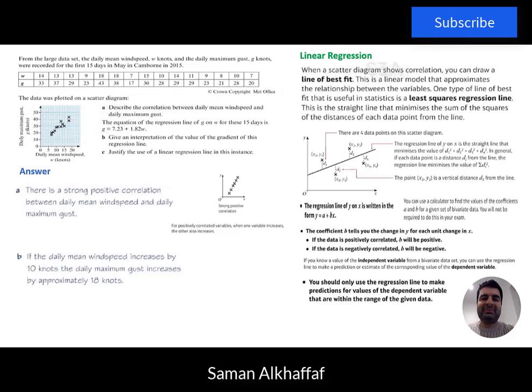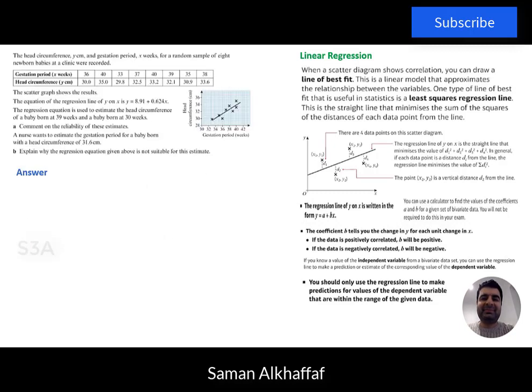For part C, justify the use of a linear regression line in this instance. In this scenario, the correlation suggests that there is a linear relationship between G and W, which is the wind speed and the maximum daily gust. So a linear regression line is a suitable model to use for this scenario. And this will be our answer for this question.